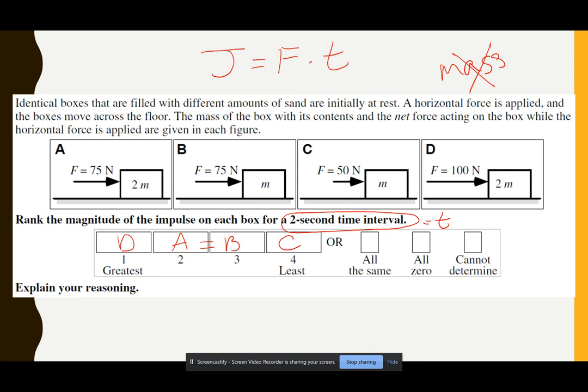Just understanding the relationship as the force. Because if our time stays the same, but our force increases, our impulse has to increase.